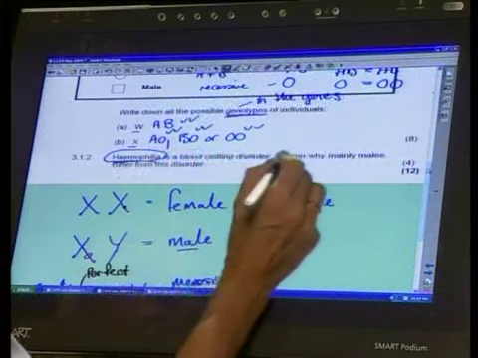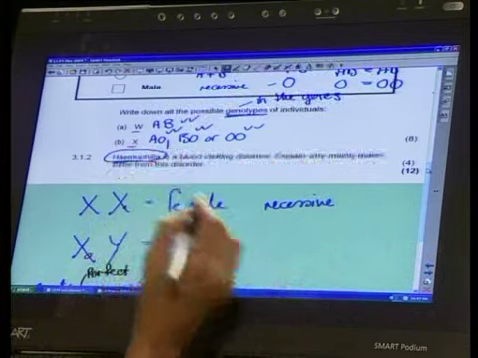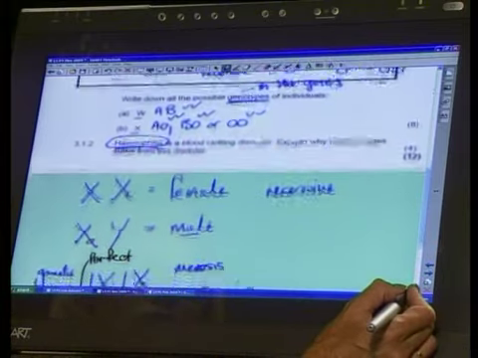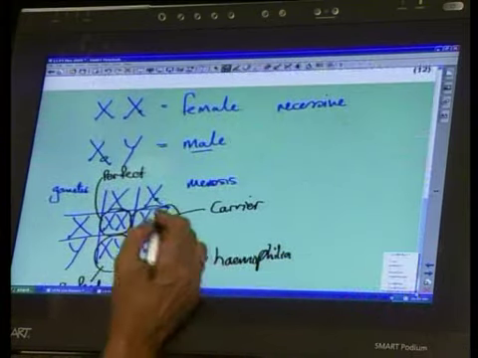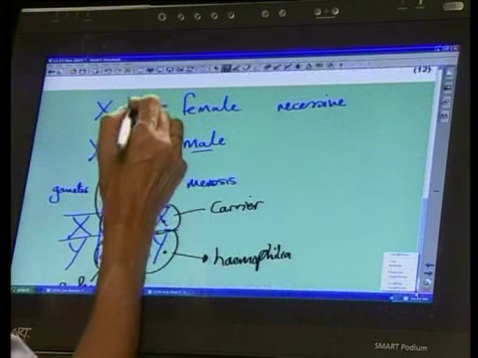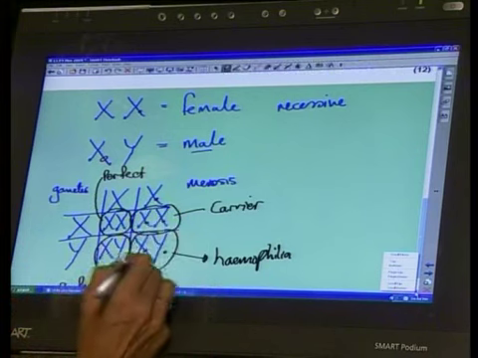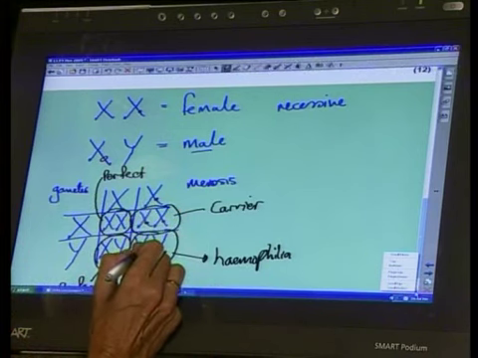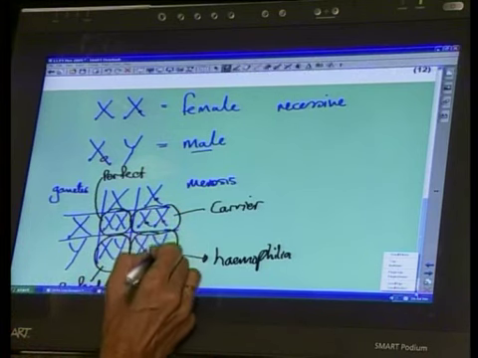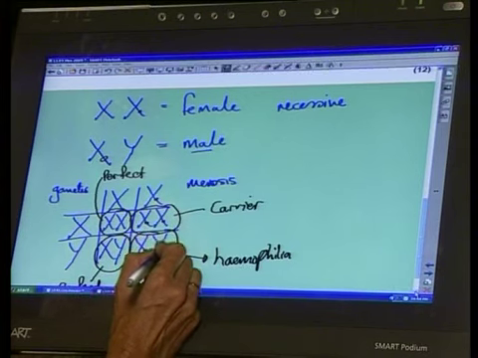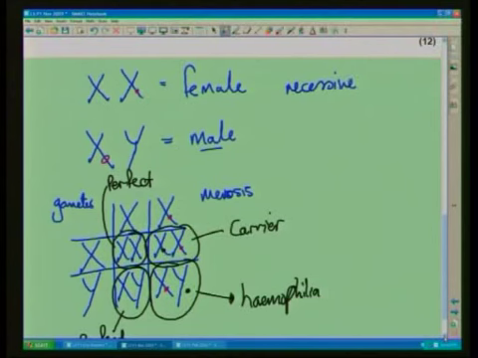Okay, so explain why mainly males suffer from this disorder: because the hemophilia gene is recessive and is carried on the female X chromosome. And when there is a crossing and the female X chromosome ends up with the male Y chromosome, there is no gene on the allele to compensate. So they end up with hemophilia.